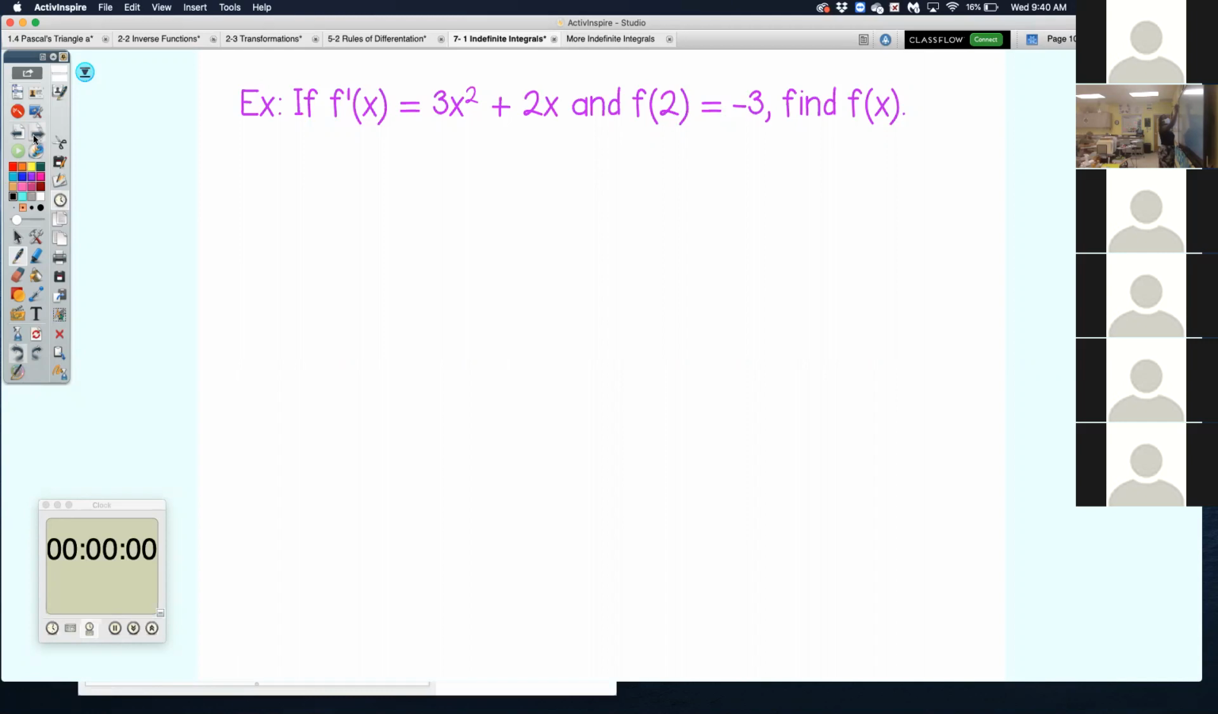So we need to basically take the antiderivative of the derivative, which is 3x squared plus 2x. So using what we know and how we've been practicing today to do that, what is the antiderivative of 3x squared? x cubed. It'll be x cubed. What's the antiderivative of 2x?